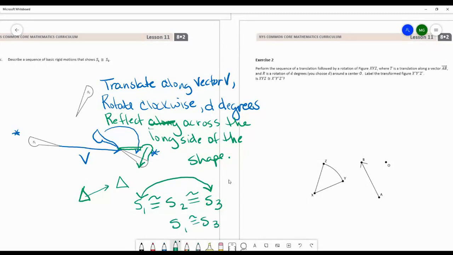Okay? So we can tell that if two things are congruent and two other things are congruent, if they have one thing in common, then they're congruent to each other. Pretty easy, right? Okay, you can head back to the classroom.